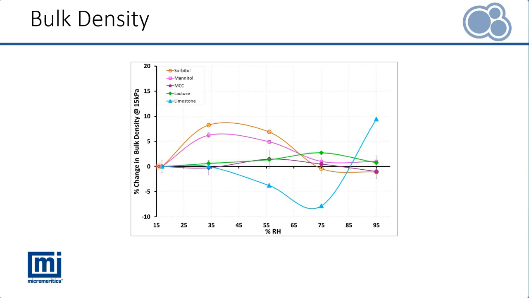So that tells us that potentially density could be a misleading indicator of how much moisture is within the sample. Conversely, with limestone, we start to see a decrease in density, but then that goes up to a large percentage increase in density towards the end when you go to higher humidities. A couple of the other samples, like the lactose and the MCC, are relatively stable with respect to density.